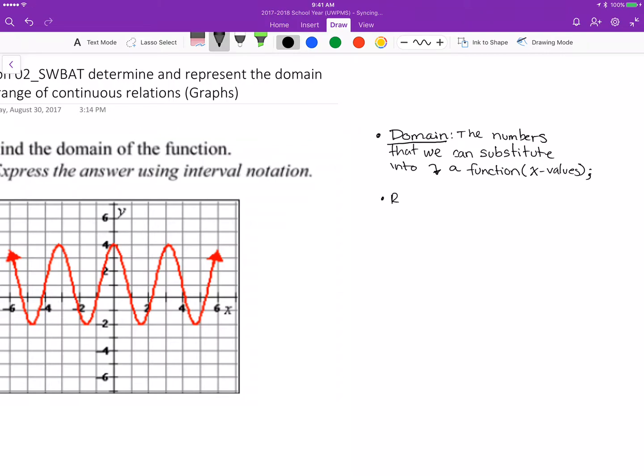And the range is the output. The output out of the function. Made a mistake right here. Of the function. In simpler terms, we're going to call that the y values.